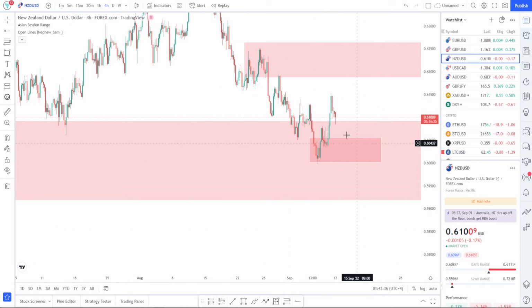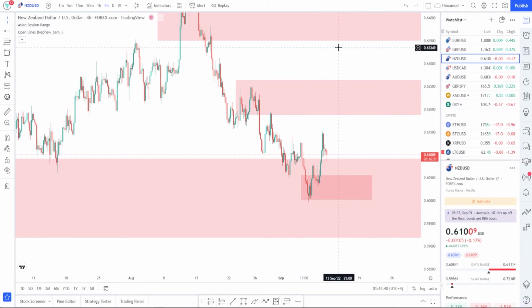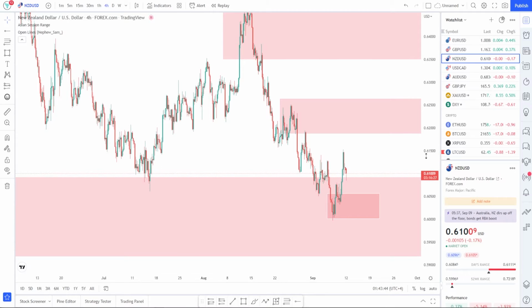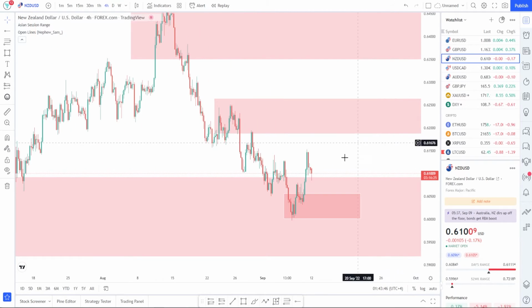Okay, so this is going to be my area of demand, which I'll be looking for buys, and area of supply, which I'll be looking for sells from. NZDUSD, honestly, the structures are not very clean. So obviously, for each and every swing point or each and every area of interest, you have to look for 5 minute time frame confirmations.